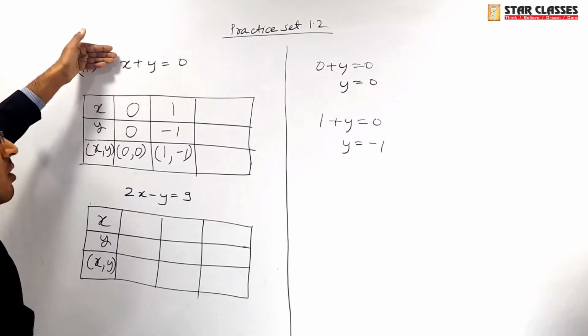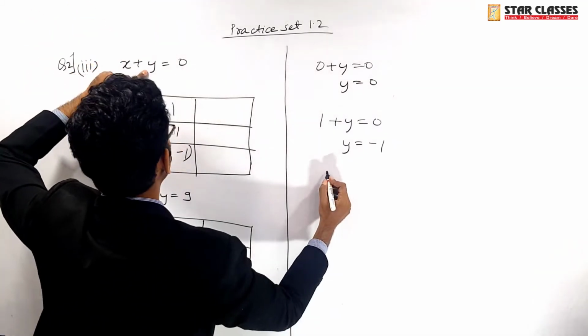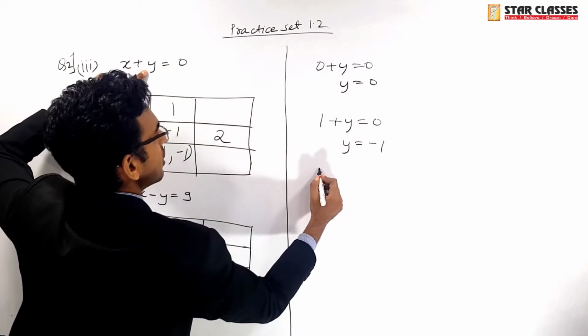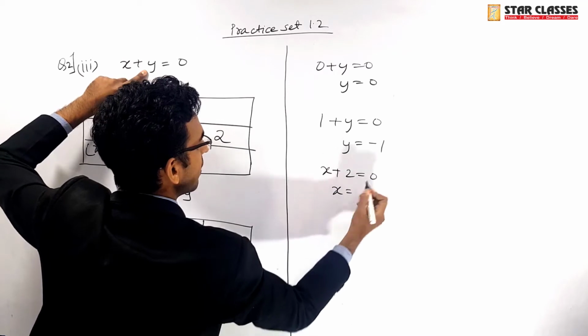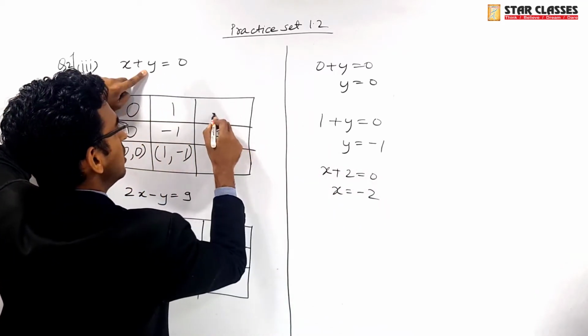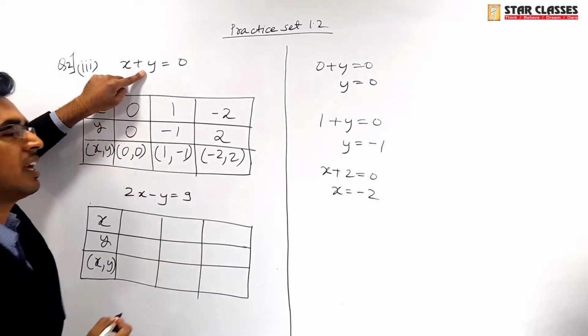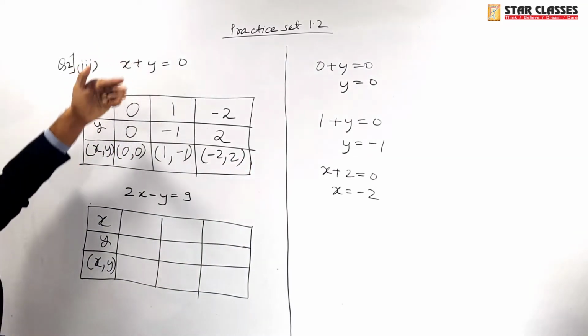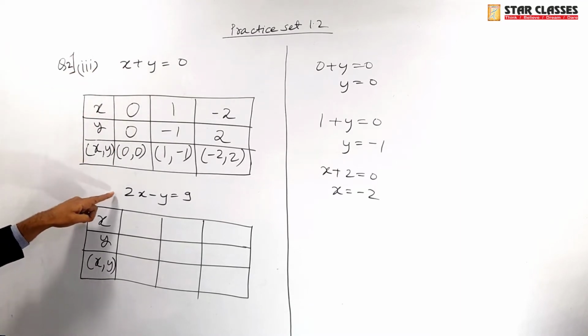Now let us take another value of x or y. I'll take another value of y as 2, suppose. So x plus 2 is equal to 0. So x becomes 0 minus 2, that is minus 2. X becomes minus 2. So you can see that you can take any of the values of x or y up to your wish. Okay, now let us solve the next equation.